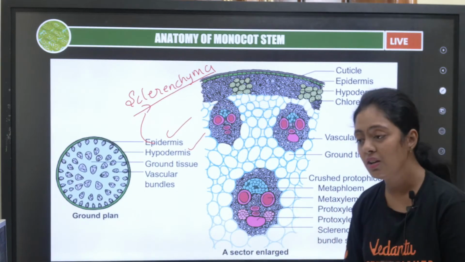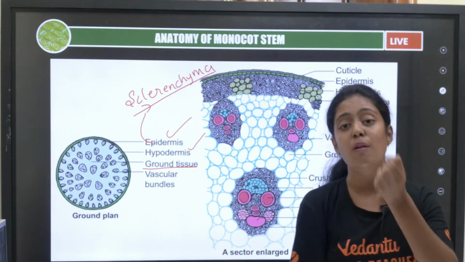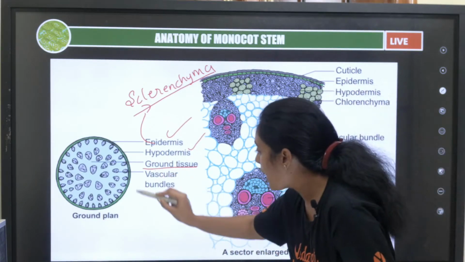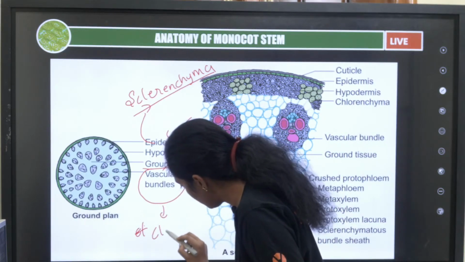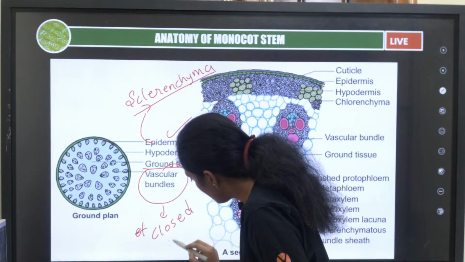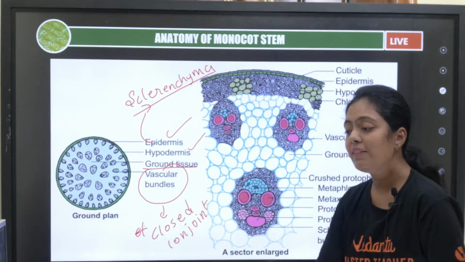Okay, and one more interesting thing is you have a ground tissue. And what is the ground tissue here made up of? Parenchyma. And the vascular bundles are what type? They are open, sorry, they are closed, conjoint. Okay, very important.